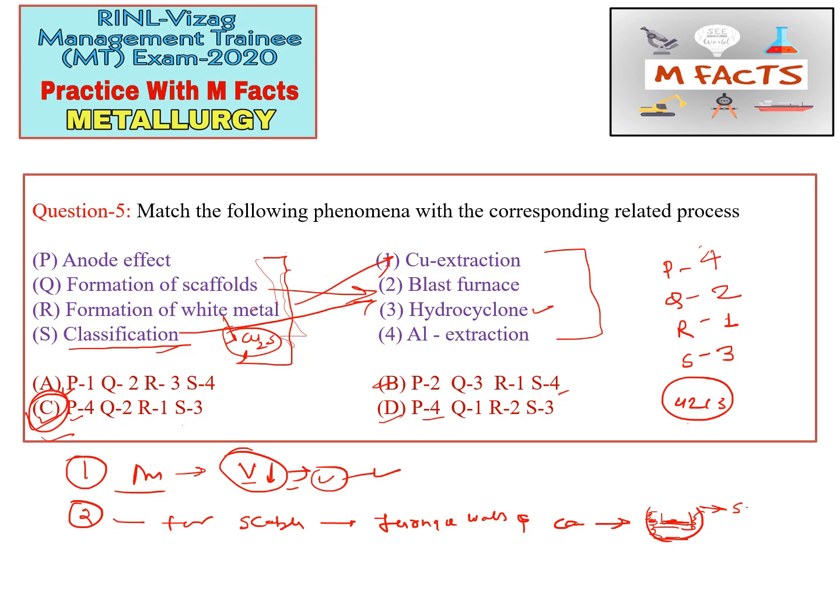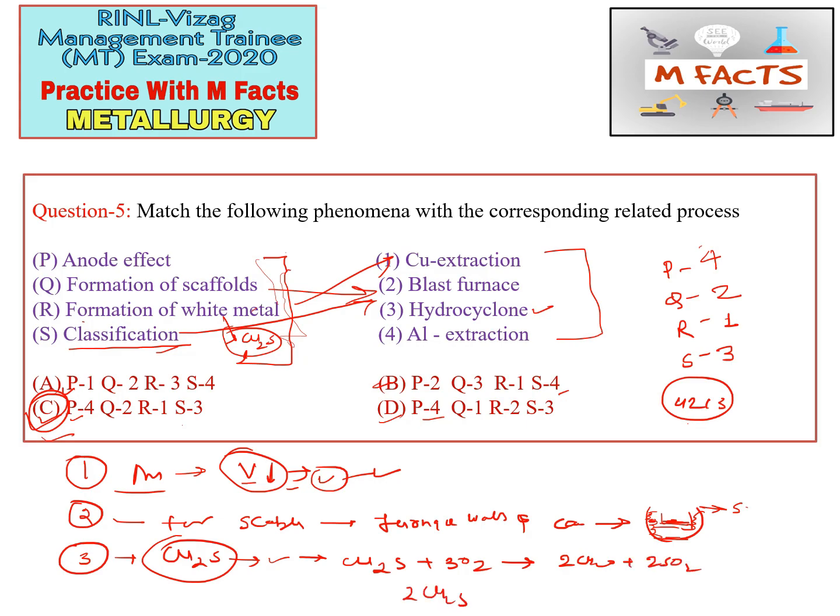The next one is formation of white metal. White metal is basically Cu2S during the extraction of copper. We will see it in detail later, but here in short, Cu2S, because of its appearance, is also known as white metal. By the oxidation of Cu2S, we get blister copper. You must have heard about blister copper. We get blister copper from this white metal only. So this is the classification.